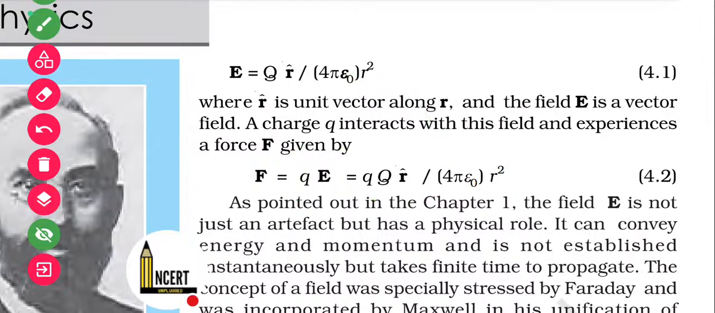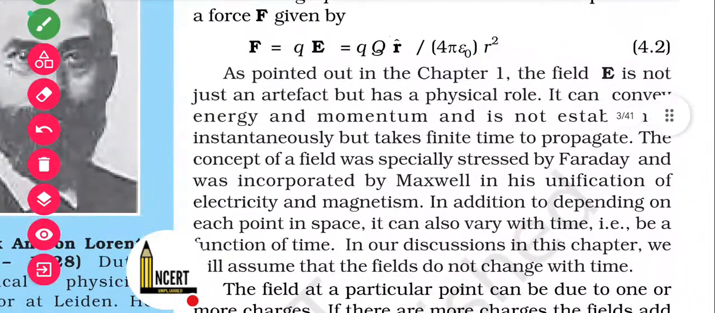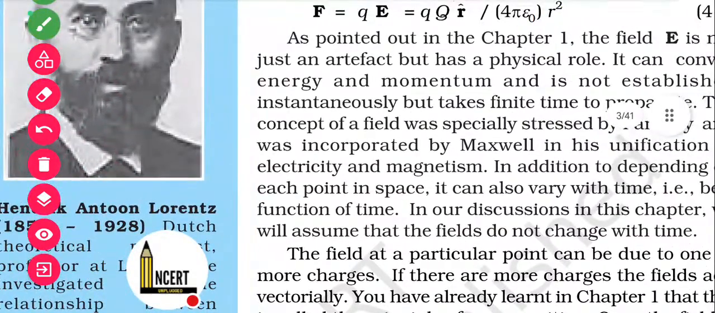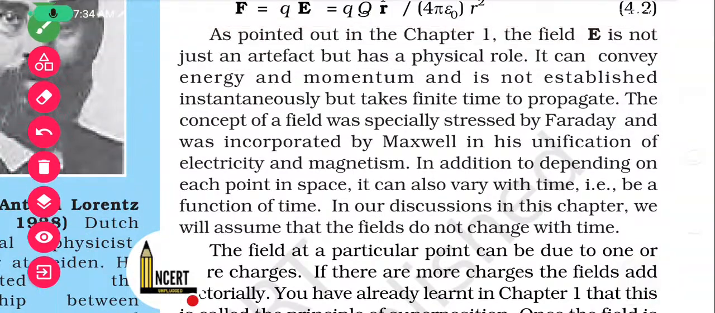As pointed out in chapter 1, the electric field is not just an artifact but has a physical role. It can convey energy and momentum, and is not established instantly but takes finite time to propagate. So the field has energy as well as momentum, and it is not instantaneous. First the field will be created, it will take some time, and then it will act with force on the other object, on the charge.